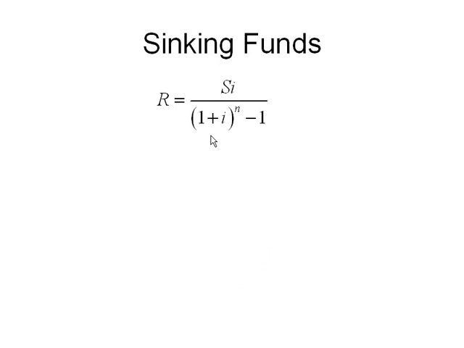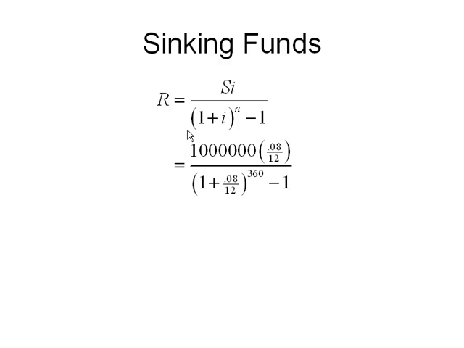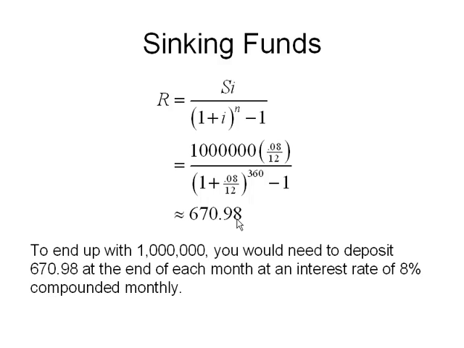So let's go ahead and write that out, and now let's put in our values for the example that we've just started. So I'm going to put in for S, 1 million. My interest rate per period is 0.08 divided by 12. So 1 plus I becomes 1 plus 0.08 divided by 12. And I'm going to do that for 360 periods. And I'll finish off the rest of the formula by writing minus 1. So putting in the values, I see that I need to be putting in $670.98. If I do that, I'll end up with $1 million.